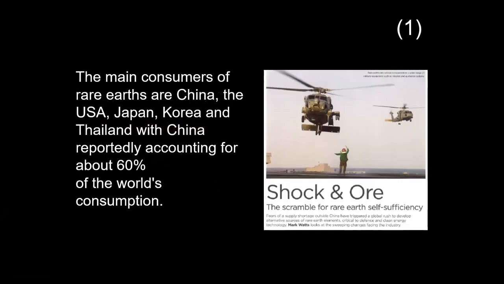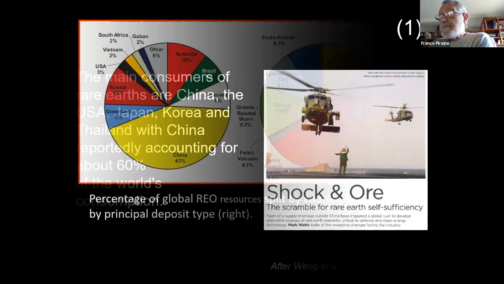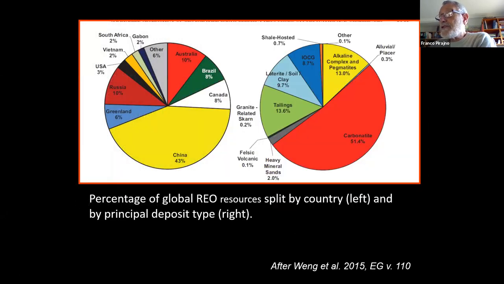First of all, the main consumers of rare earths are China, USA, Japan, Korea, Thailand, with China accounting for about 60% of the world's consumption. Now, the percentage of global rare earth oxides split by country is on the left-hand side. As you can see, China takes up 43%. And the deposit type carbonatites are by far the most common regarding rare earth mineralization.